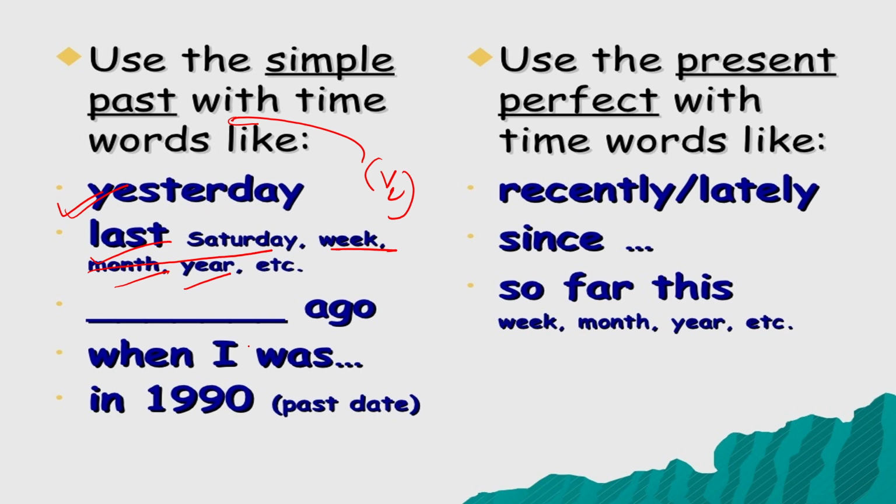Okay, see here: ago, when I was, in 1990. When we have this kind of past date or time reference, we use past simple. Like: I lived there or I taught in that place 3 years ago. When I was 12 years old, I was very shy. In 1990, there was a huge earthquake.